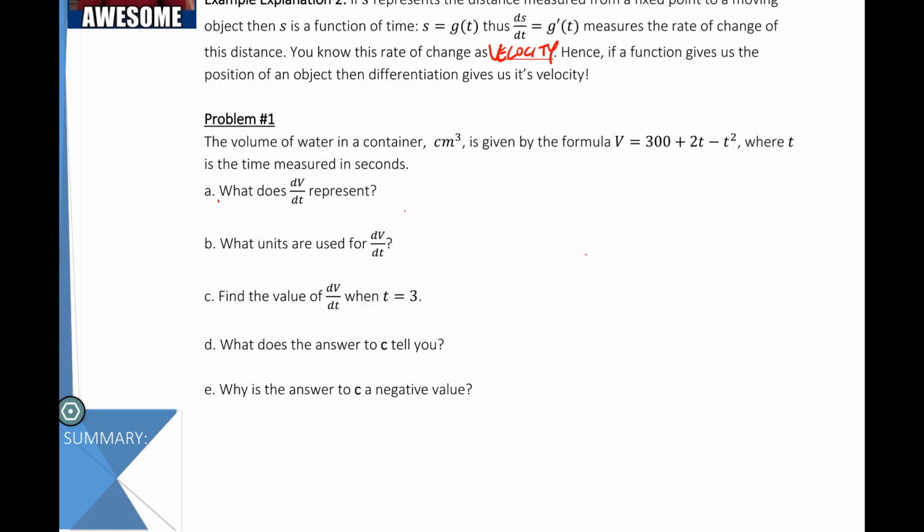Okay, so problem number 1. This is a very much applied rates of change differentiation problem, something you would see in a very basic physics question, or this would be something on your external assessment. So this is a good one to take a look at first.